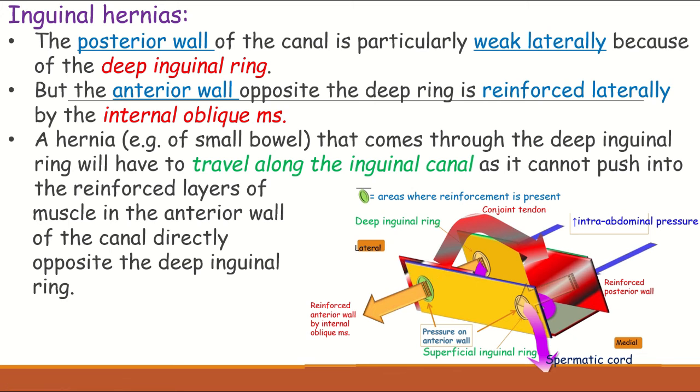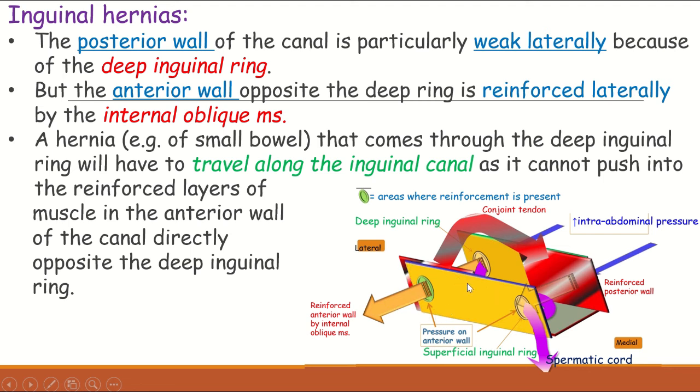A hernia that comes through the deep inguinal ring will have to travel along the inguinal canal. So in the case of a hernia, the abdominal content comes through the deep inguinal ring, reaches into this inguinal canal, and it travels through the inguinal canal as it cannot push into the reinforced layer of muscle of the anterior wall. So the content cannot push the anterior wall. It travels through the canal, reaches near the superficial inguinal ring, and comes out from the superficial inguinal ring.